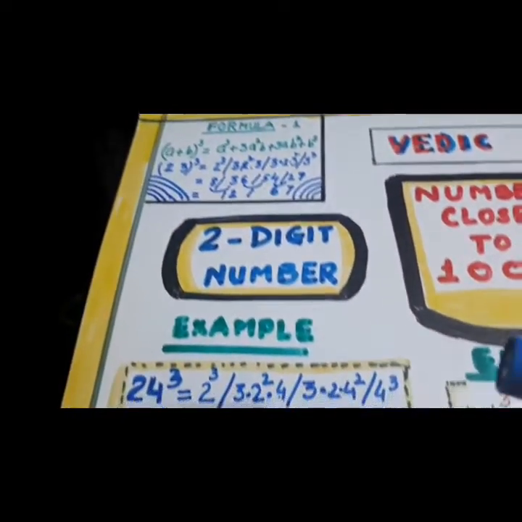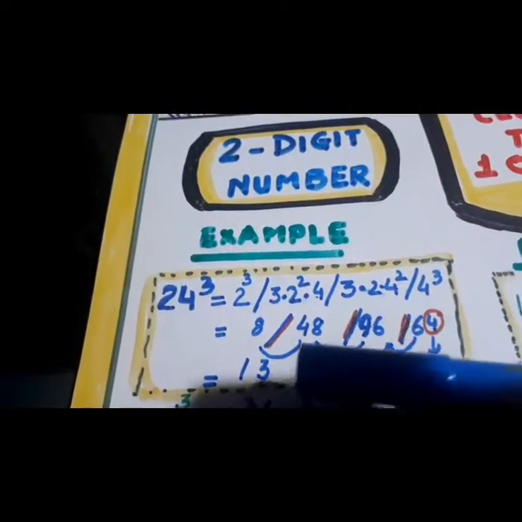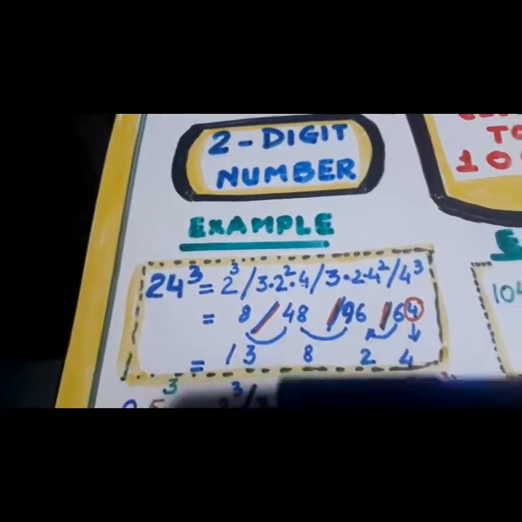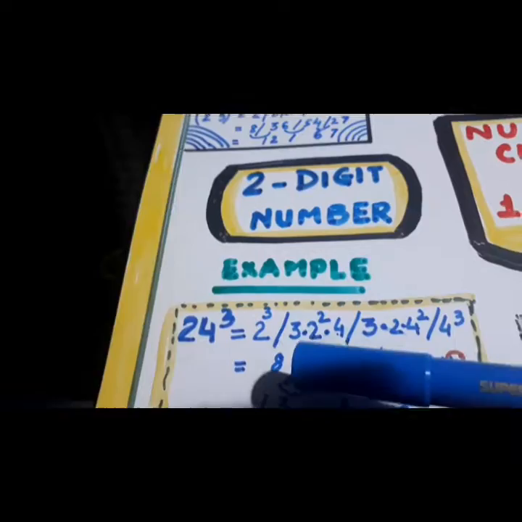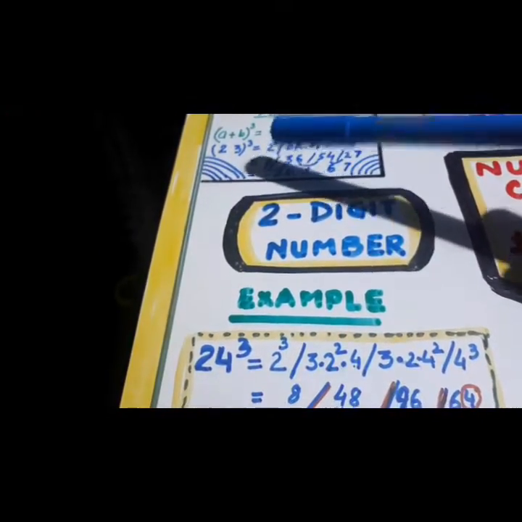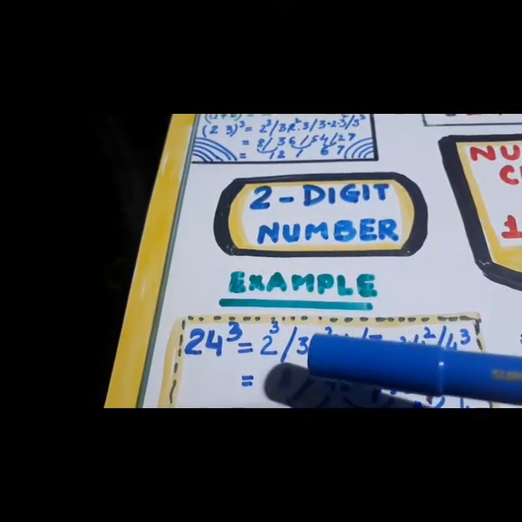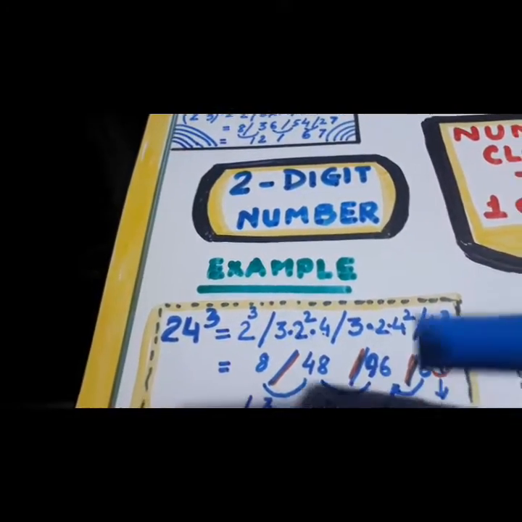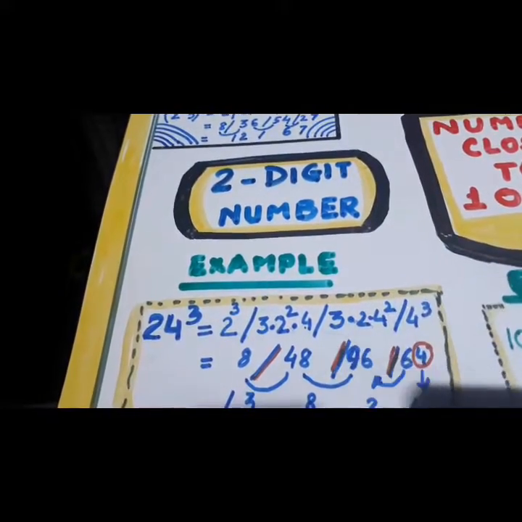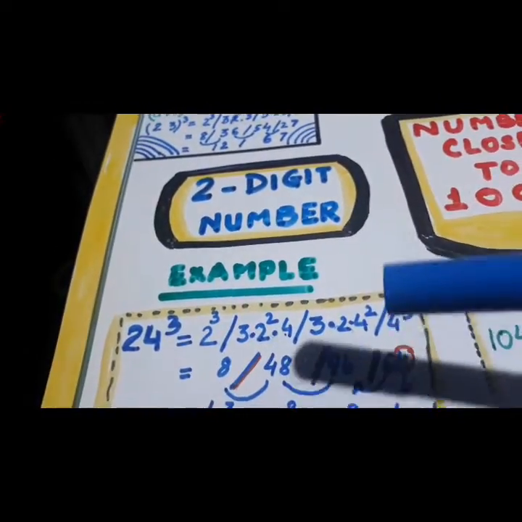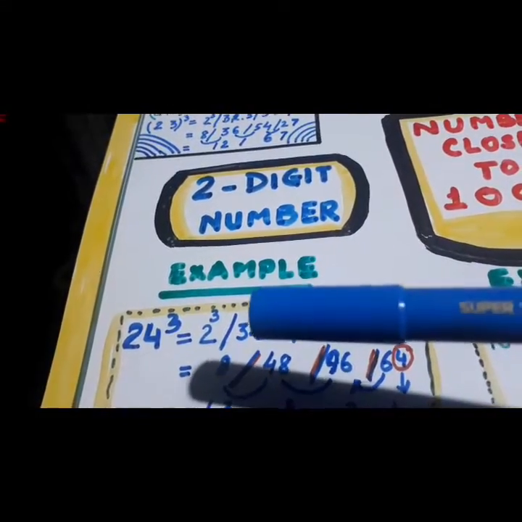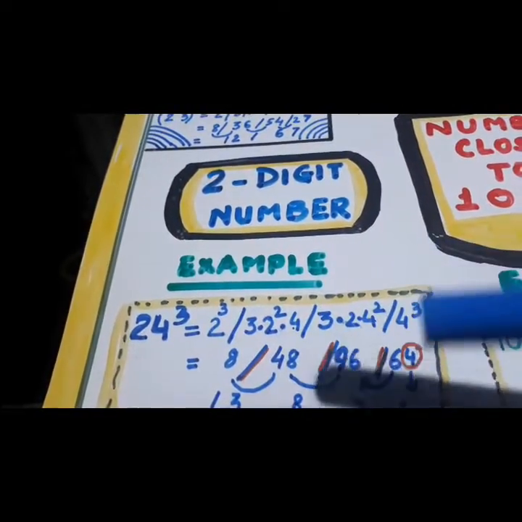Now I am coming with more examples. 24 cube. a is 2 and b is 4. Now let us substitute in the formula. a cube, 3a square b, 3ab square plus b cube. This is the formula. So put the slashes here. In place of plus, you put slash here.